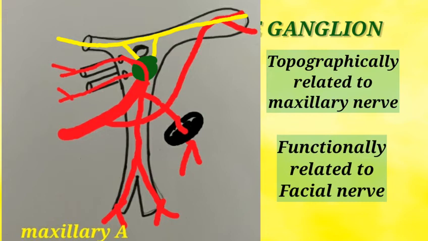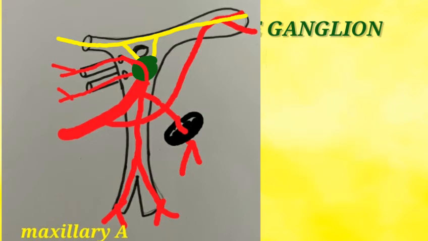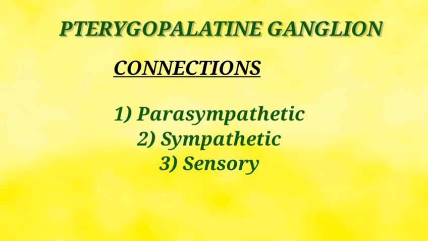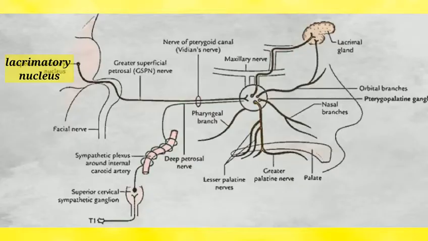The connections of the pterygopalatine ganglion are very important to be known. There are three connections for this ganglion. One is parasympathetic, the second is sympathetic, and the third is the sensory root from the maxillary nerve. First, let us see the parasympathetic connections. The parasympathetic root is a motor root because it brings the secretomotor fibers which relay in the pterygopalatine ganglion to supply the lacrimal gland, nasal gland, palatine gland and the pharyngeal glands to bring out their secretions.